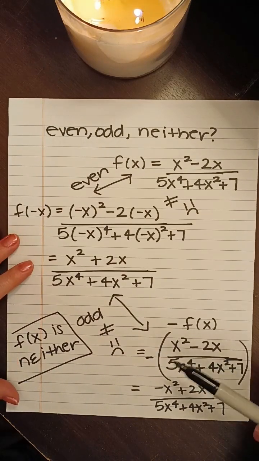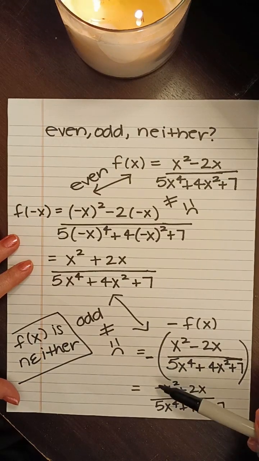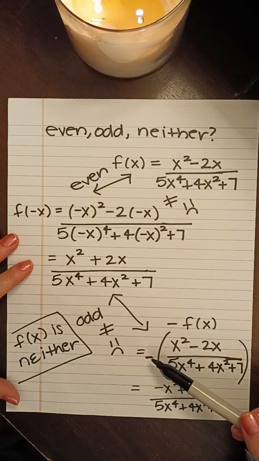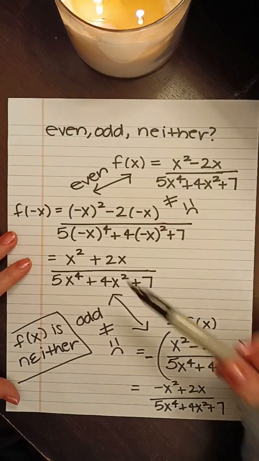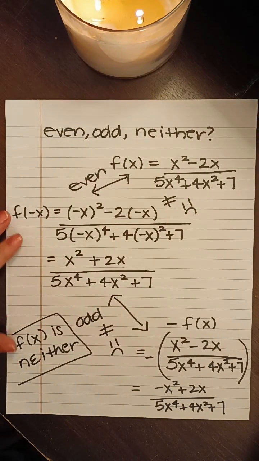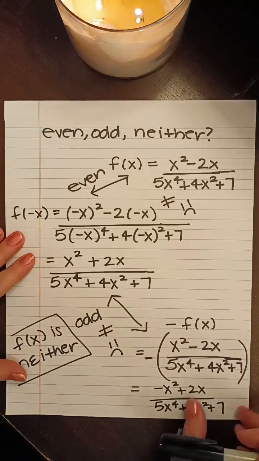Okay, so when I took the negation of f of x, I chose to just distribute the negative sign through the numerator. It wasn't the same. And then you can try distributing the negative sign through the denominator, seeing if that's the same. And it's not going to be the same either way. So again, f of x is neither even or odd. Okay, let's try another function.